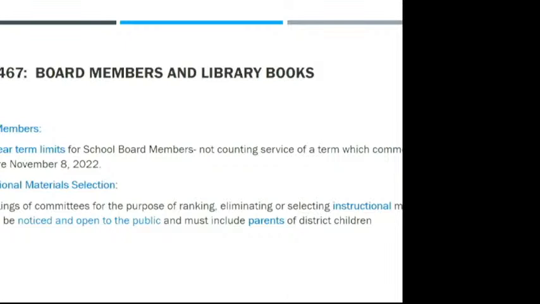With instructional materials, any meetings that we hold for the purpose of ranking, eliminating, and selecting the materials must be noticed and open to the public, and must include parents of district children. We do notice the books, and we allow people to look at them throughout the whole process. It's the part about any meeting needing to be noticed that is a change in statute.